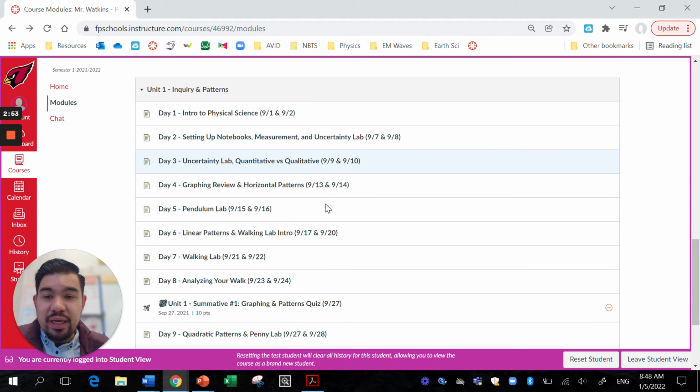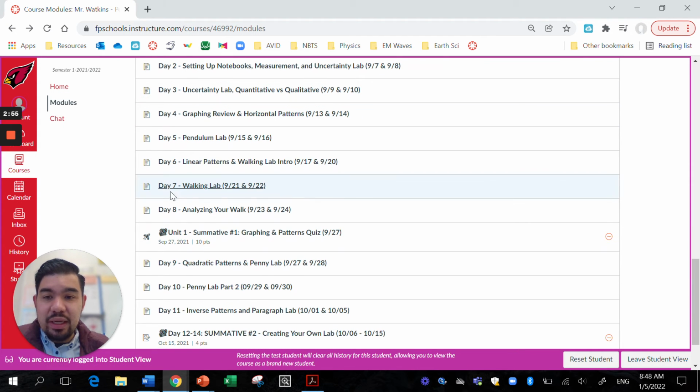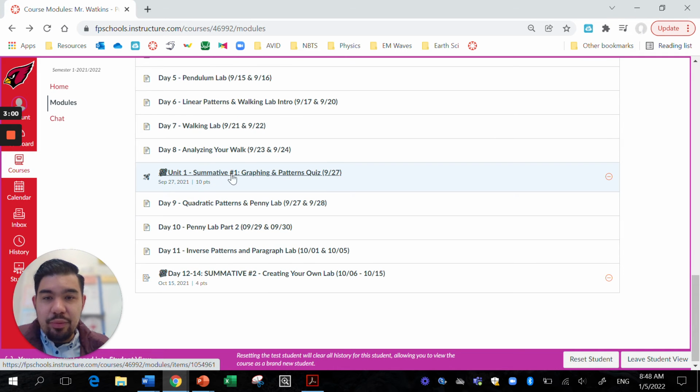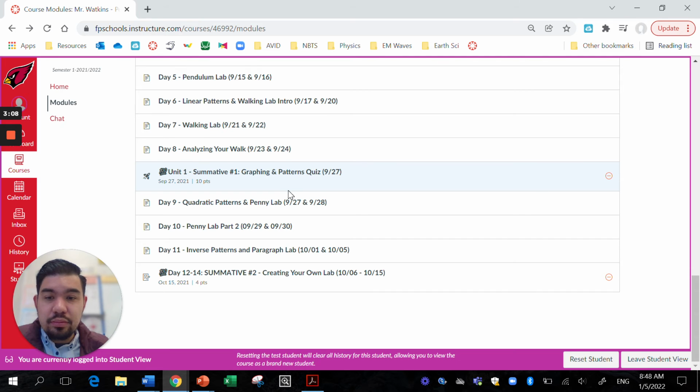If I keep scrolling down, I'll get into Unit 1. Again, I see another summative here, right? Little 100 emoji. Summative number 1. This is our Graphings and Patterns quiz. This was a pretty short quiz that we took back in September. And again, I can see that it's missing and overdue.